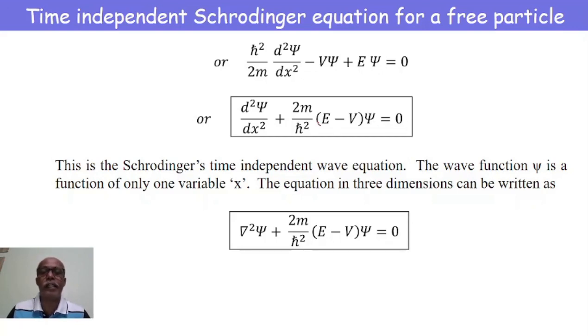And this can be extended to a three-dimensional case as shown below. That is d square psi by dx square plus d square psi by dy square plus d square psi by dz square plus 2m by h cross square into (E minus V) psi equals 0, and d square psi by dx square plus d square psi by dy square plus d square psi by dz square can be written as grad square psi, plus the remaining term 2m by h cross square into (E minus V) psi is equal to 0. This is the time-independent Schrodinger wave equation in 3 dimensions.